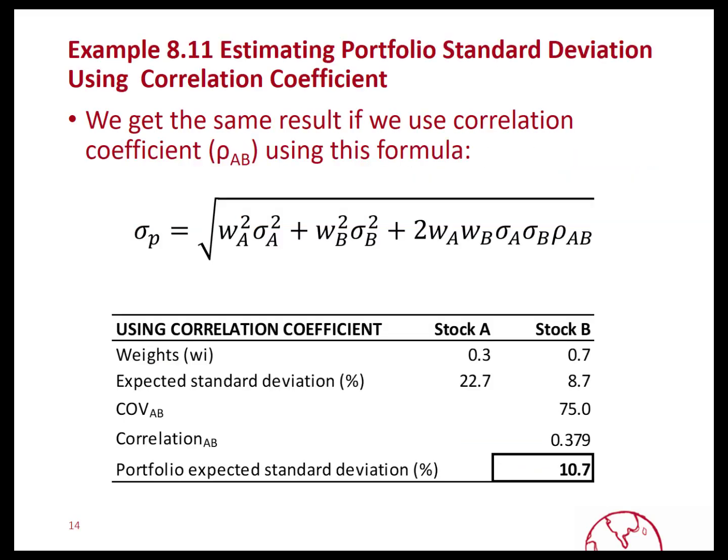To calculate the portfolio standard deviation, you can now use the correlation coefficient. Here you can see that we've substituted for covariance AB, standard deviation A times standard deviation B times the correlation coefficient rho. So again, you can see that in the table, you have the weights, expected standard deviation, you calculate the covariance. You can calculate the correlation coefficient, the correlation of 0.379, which is positive, but is below 1. Subbing this into this formula above, we get the same expected standard deviation for the portfolio of 10.7%.